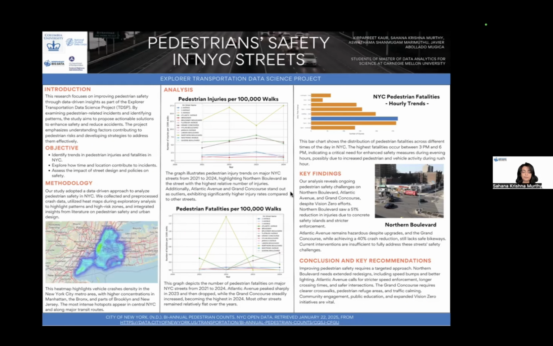This insight led us to shift our focus to pedestrian safety in NYC streets, aiming to highlight risks and propose data-driven improvements. With this research, our goal is to identify patterns in pedestrian injuries and fatalities, understand the role of street design and policies, and ultimately provide data-driven insights to improve pedestrian safety in NYC. By analyzing crash data and heat maps, we hope to highlight high-risk zones and recommend strategies for safer streets. I'll pass it on to Javier to discuss our methodology and key findings.